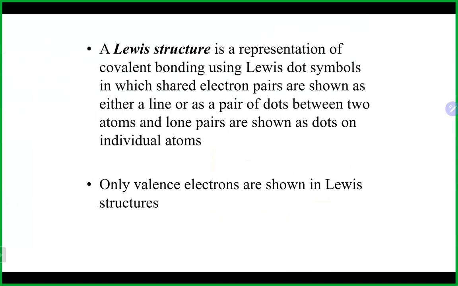So a Lewis structure, as we've been talking about, really is a representation of bonding, using either a combination of dots and lines to represent it. Again, only the valence electrons are shown. But again, they do have those core electrons, all these elements, but they really do not participate in bonding.